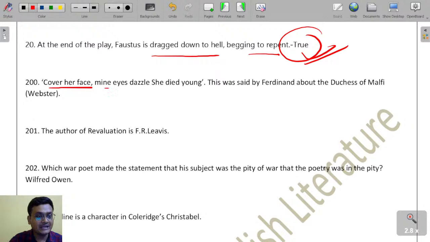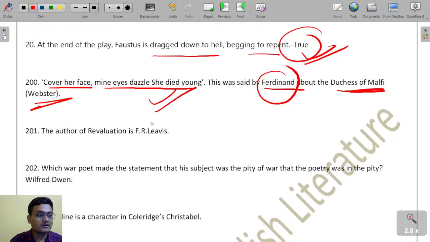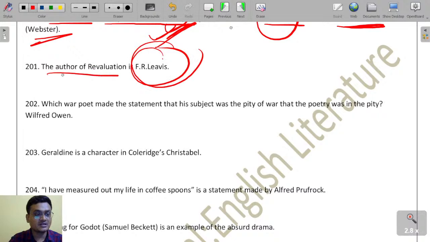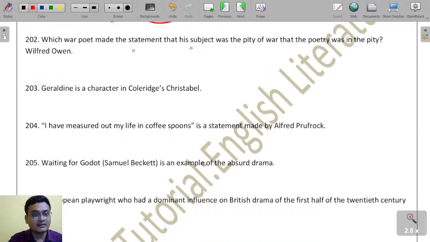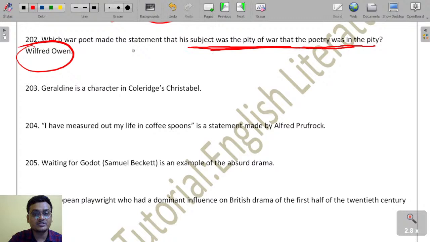Cover her face, mine eyes dazzle, she died young. This was said by Ferdinand about the Duchess of Malfi, written by John Webster. When the sister died, Ferdinand was saying this line in The Duchess of Malfi. The author of Revolution is F.R. Leavis. Which war poet made the statement that his subject was war, and the poetry was in the pity? Wilfred Owen, the war poet. Geraldine is a character in Coleridge's Christabel.